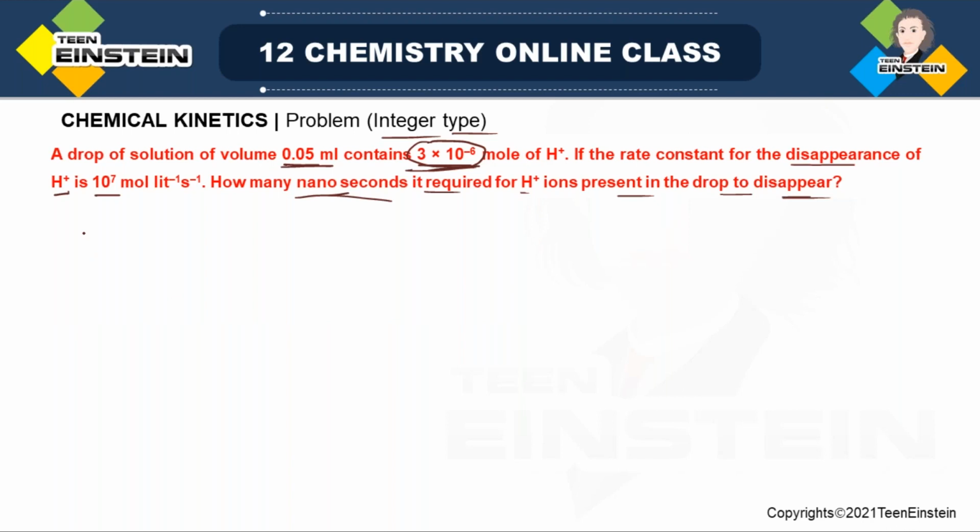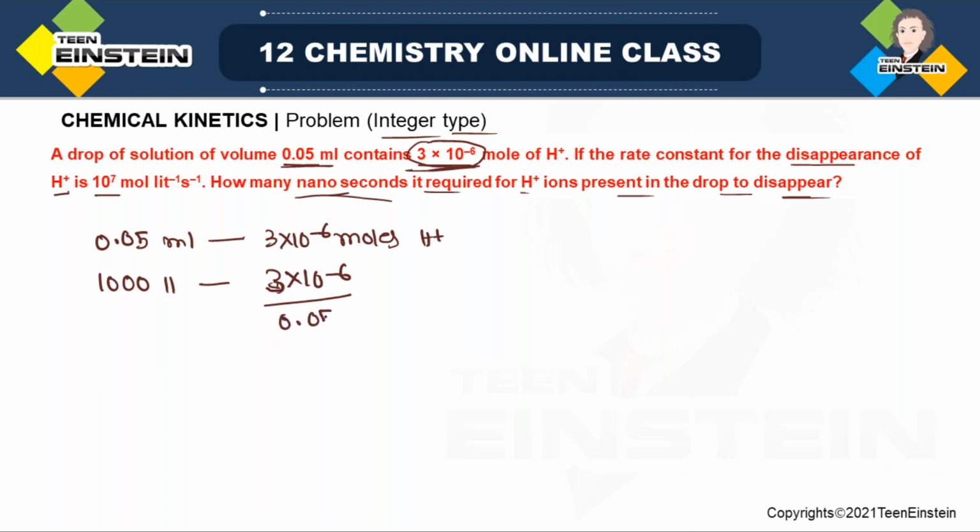So first we will find out what is the number of moles of H plus present in 1 liter. 0.05 ml contains 3 into 10 to the power minus 6 moles H plus. So if it is 1000 ml, that means 1 liter, divided by 0.05 into 1000. Now here 1000 means 10 to the power 3. So it will be 3 into 10 to the power minus 3.